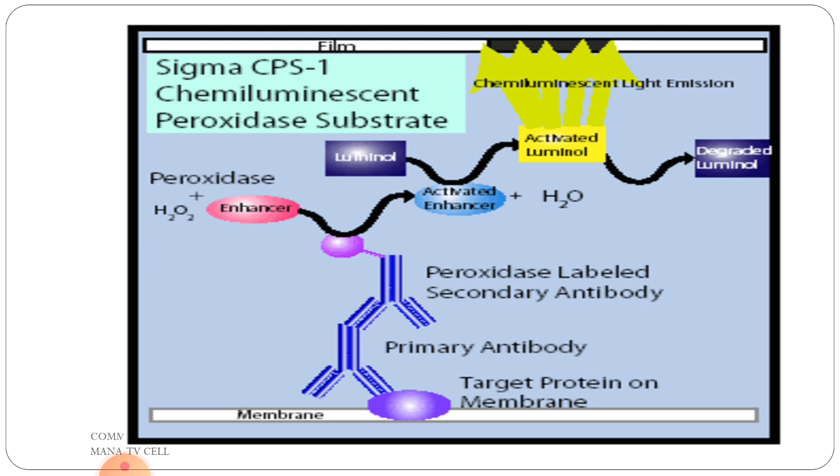This is a reaction being shown where, on the membrane, we can see the target protein, followed by a primary antibody attached to it. The primary antibody is in turn detected by a peroxidase-labeled secondary antibody, and this peroxidase, in the presence of hydrogen peroxide, gets activated and produces a colored substance which can be detected.